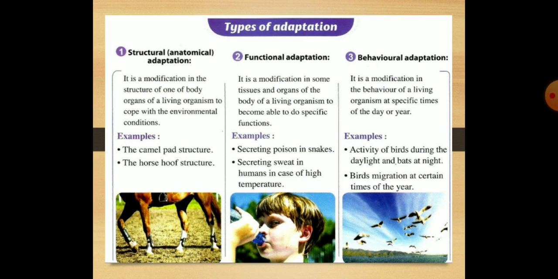Number two, functional adaptation is the modification in some tissues and organs of the body of living organisms to become able to do a specific function, such as secreting poison in snakes, secreting sweat in humans in case of high temperature. And finally, behavioral adaptation is the modification in behavior of living organisms at specific times of the day or night. For example, activity of birds during daylight and bats at night, and bird migration at certain times of the year. Brilliant.